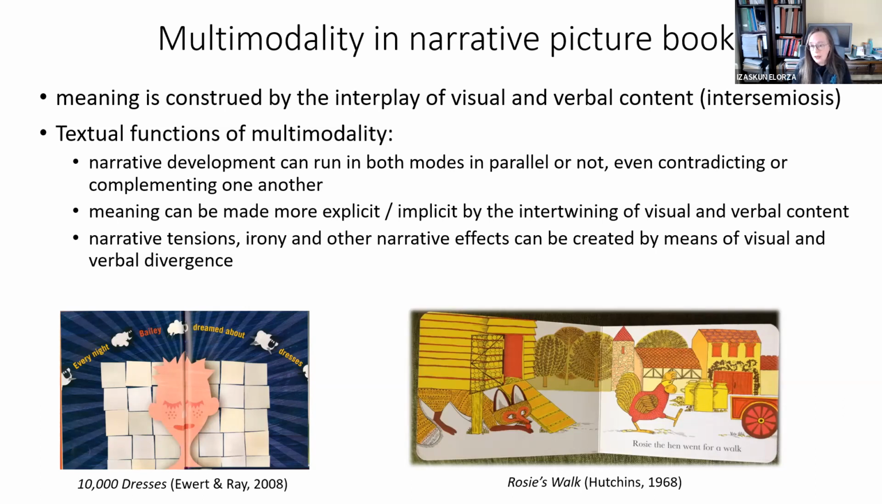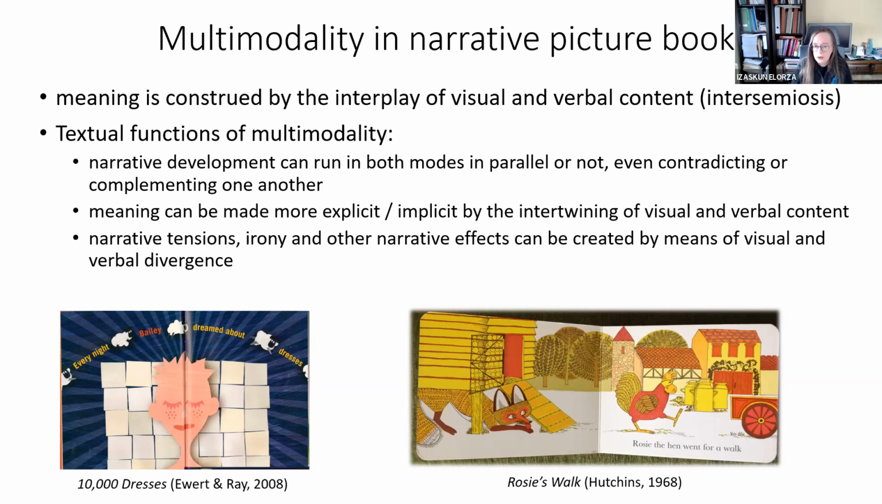So it's like playing with that. It can run in parallel, or maybe one mode can contradict the other, or one mode can complement the other, and so on and so forth. Also, meaning can be made more explicit or more implicit by this intertwining of visual and verbal resources. And why they are so good and complex at the same time is because authors, writers, illustrators can create narrative tensions, irony, and other narrative effects by making visual and verbal resources diverge.